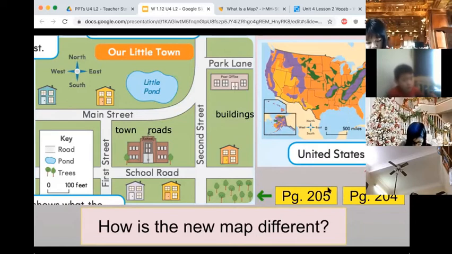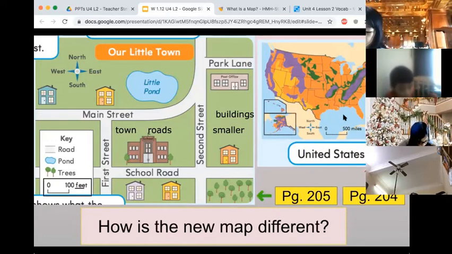Does anyone have any others? Go ahead and raise your Zoom hand. Any other ways it's different? Philip, go ahead. It's big? Oh, small. It's smaller. Yes, look at the distance key. 100 feet compared to 500 miles. It's much smaller. The distance is much smaller. Great job.